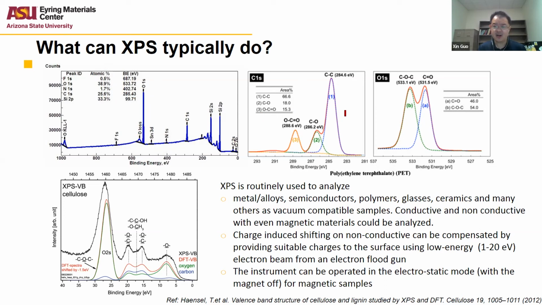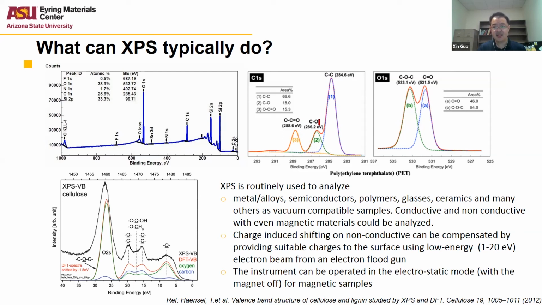And we can also find out the specific chemical state for the element. For example, this is a carbon high-resolution scan in PET. And this long envelope can be deconvoluted into three peaks. As we usually see, the carbon-carbon peak at a binding energy around 284.6 eV is also usually used as a reference to do the calibration.